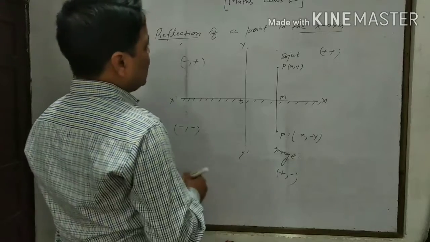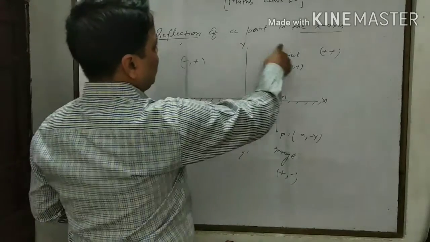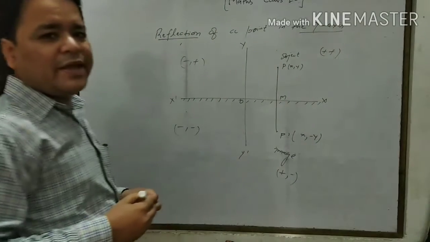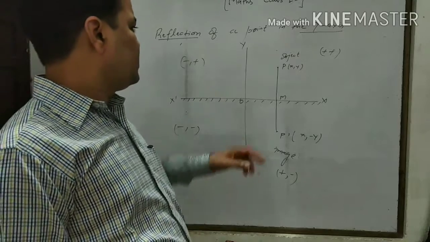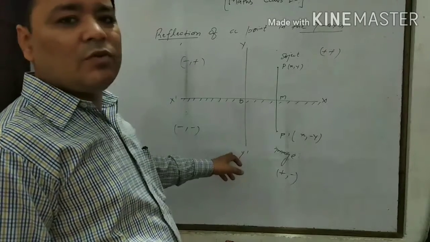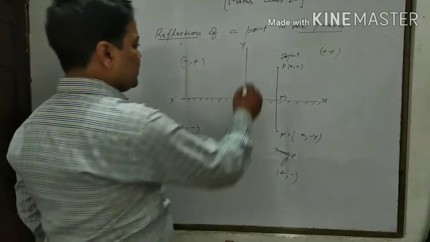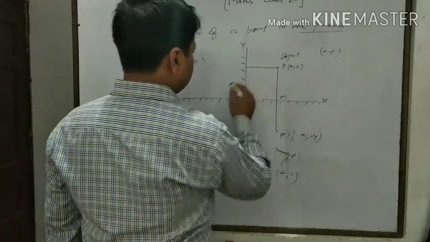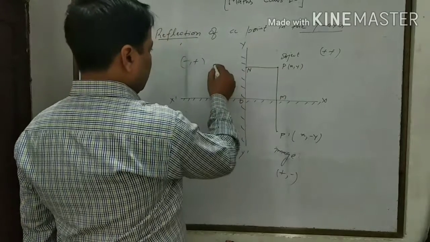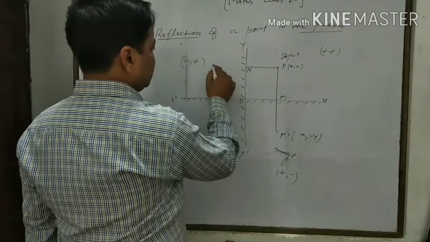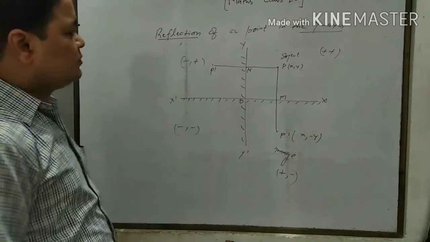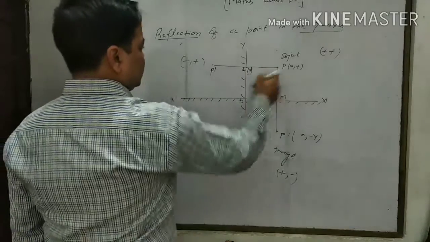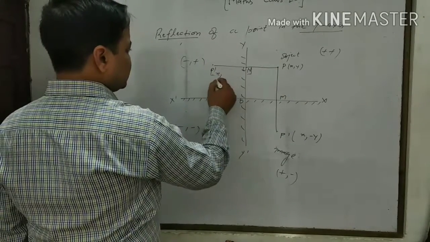Similarly, if I want to write the reflection of a point in the y-axis, in this condition, Y dash will work as the mirror. Then this distance PN and PN dash will be equal, means PN will be equal to PN dash. If this is (x, y), then this coordinate will be (minus x, y).